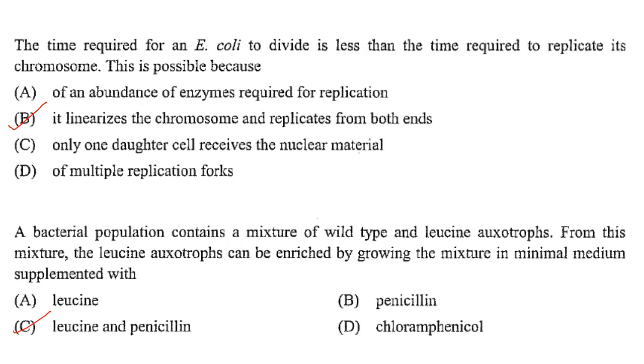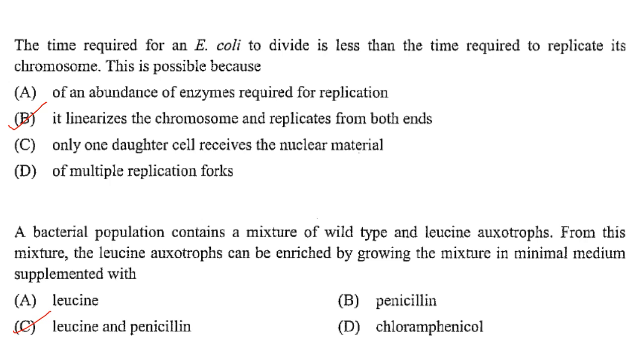Then next one. The time required for an E. coli to divide is less than the time required to replicate its chromosome. This is because of an abundance of enzyme required for replication. No. It linearizes the chromosome and replicates from both the ends. That's correct. It is bidirectional replication. Theta form of replication in E. coli. So the answer here is option B.